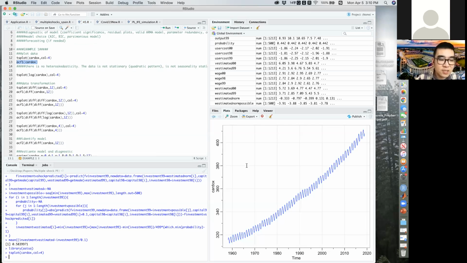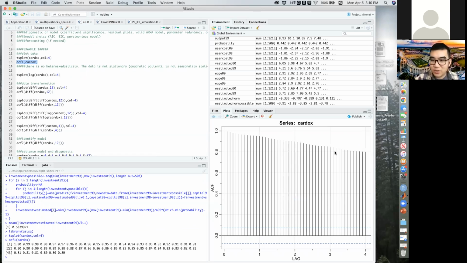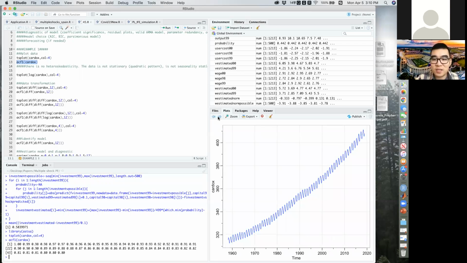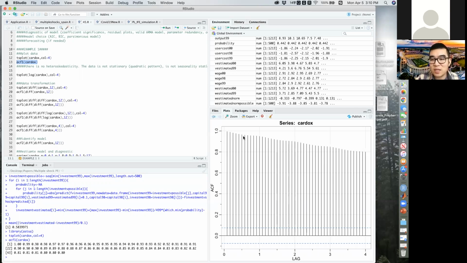So that's what we can immediately see from this raw data plot. And I checked the ACF of this data. You can see that the ACF does not die very quickly, and it's actually very large. This is not surprising because of this increasing pattern. We will definitely not see a good ACF plot. So now let's try some transformations.